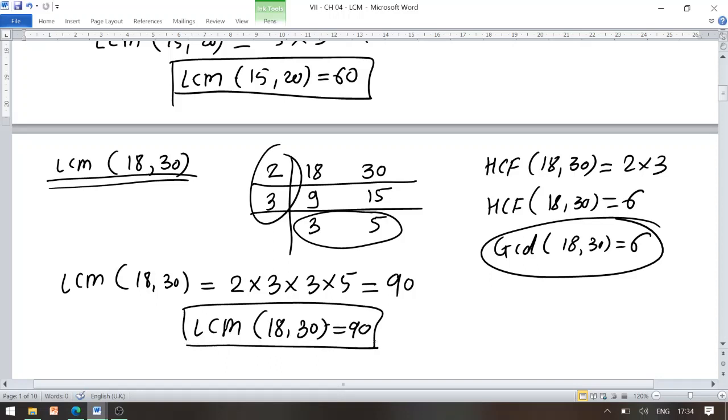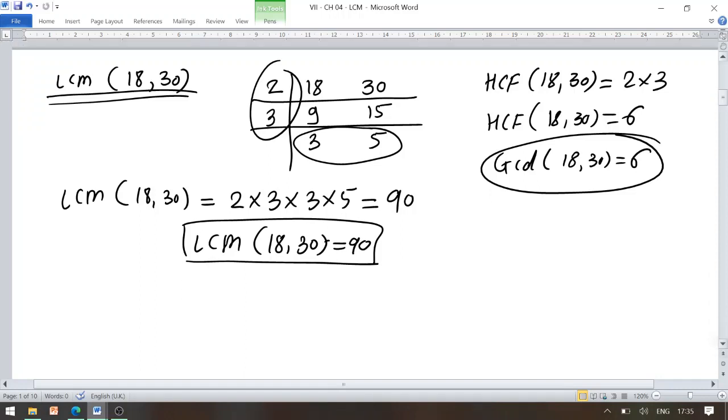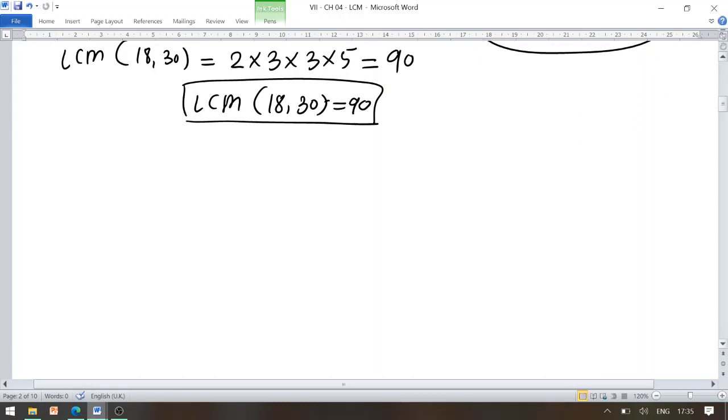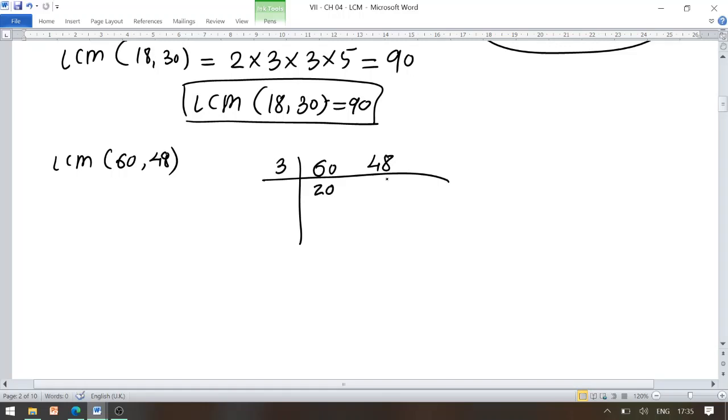Next, what happens if we are given another example, evaluating the LCM of another two numbers, 60 and 48. Again, same thing, let us consider the two numbers simultaneously in the table, 60 and 48. At first both are divisible by 3. So 3 twos are 6 with a 0, 3 ones are 3, 3 sixes are 18.